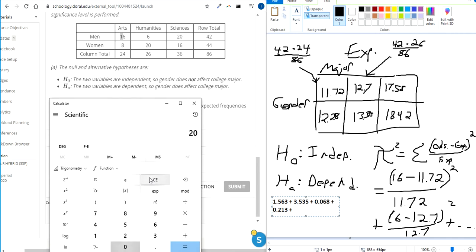Women in the humanities, observed was 20, expected was 13.3, I think. Might have lost a decimal there. Square that difference. That's a big one because we observed 20 for women. Oh, 13.3. Was that right? Square that difference. Oh, I forgot to divide by the expected. Oof. Okay, 13.3. That makes more sense. 3.38. Sorry.